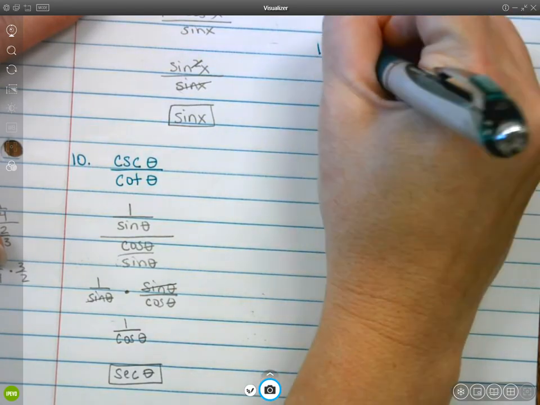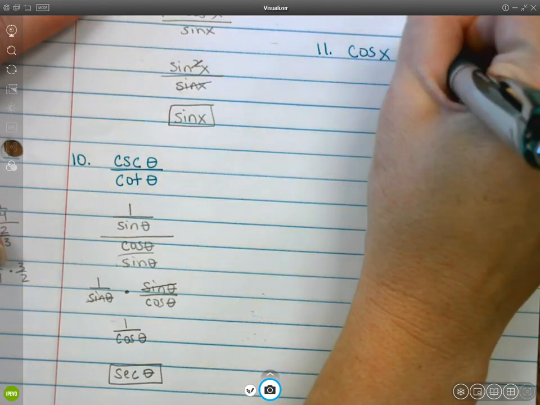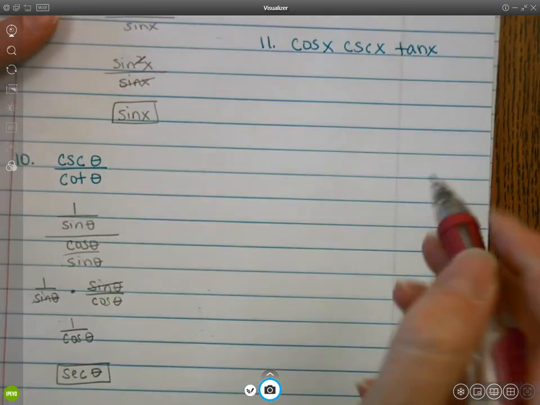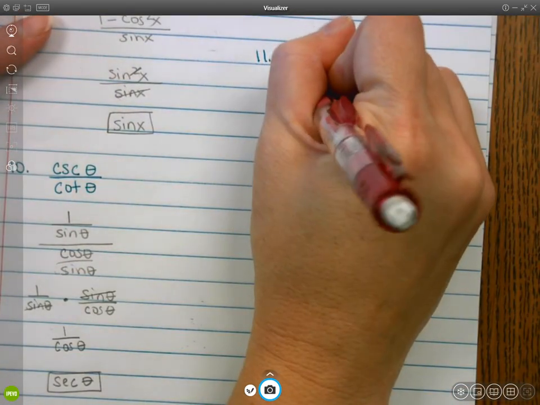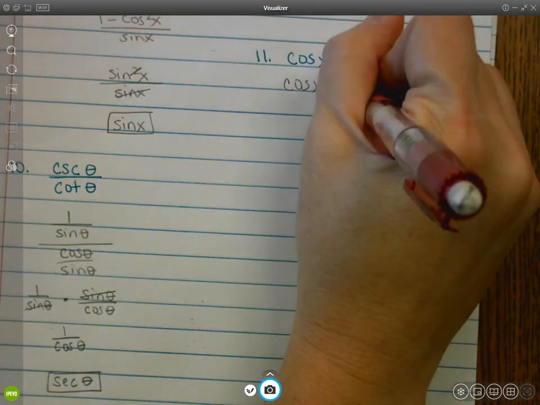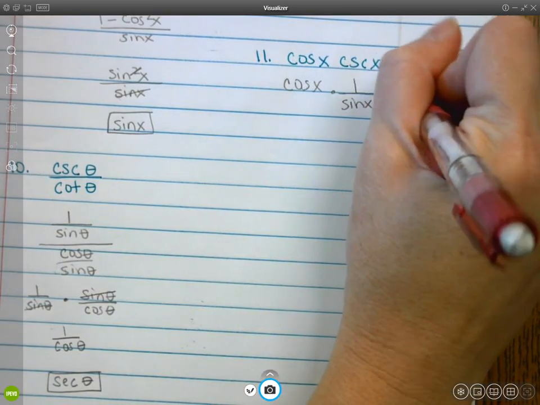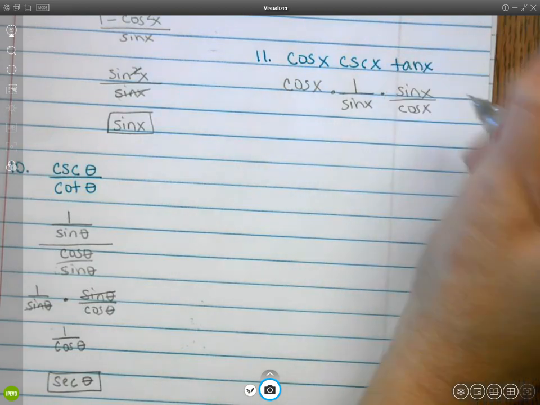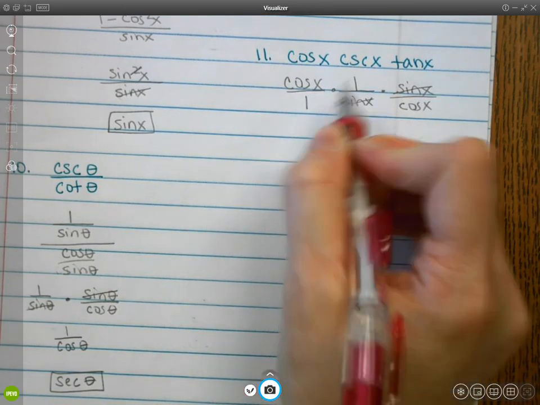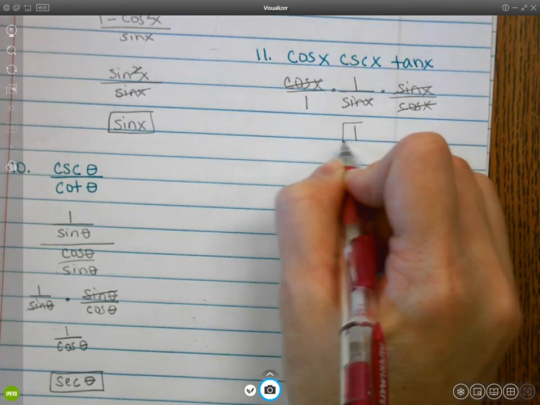Alright, so number 11 is cosine times cosecant times tangent. Alright, so step 1, change anything that's not a sine or a cosine to sines and cosines. So cosine gets to stay. Cosecant is 1 over sine. Tangent is sine over cosine. Alright, so you got a sine on the bottom and a sine on the top, they cancel. Remember, this is over 1, so you got a cosine on the top and a cosine on the bottom, they cancel. So you're left with 1 over 1, which is 1.